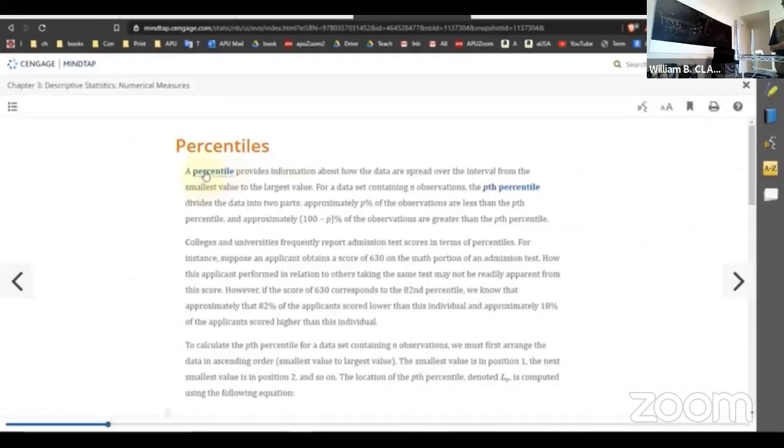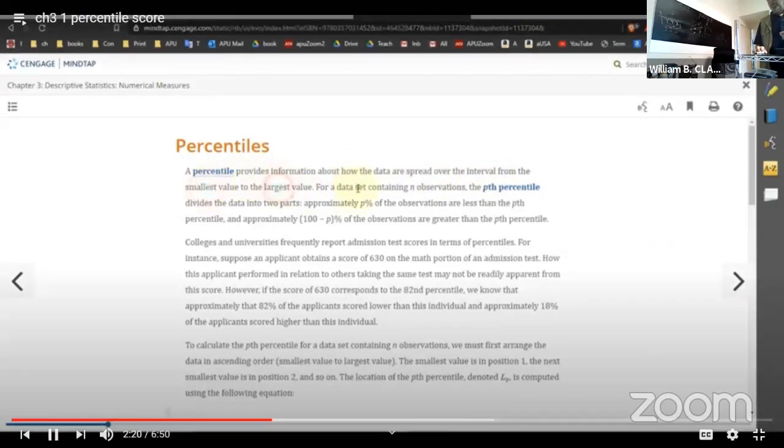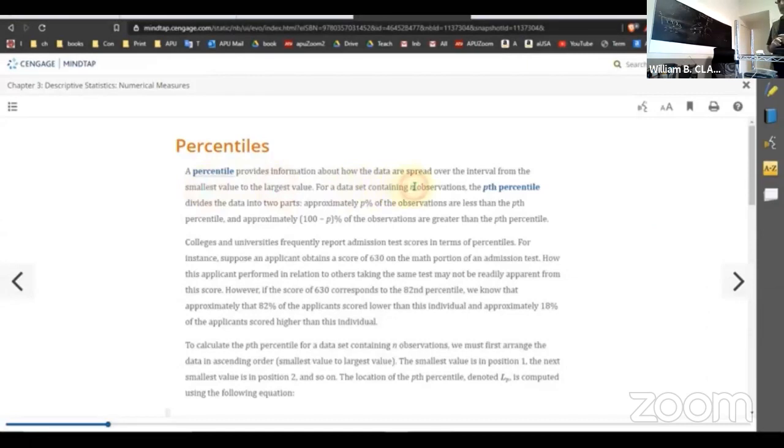Okay, let's take a look at this. A percentile provides information about how the data are spread over the interval from the smallest value to the largest value. For a data set containing n observations, the pth percentile, like the 95th percentile, divides the data into two parts. Approximately p% of the observations are less than the pth percentile, and approximately 100 minus p% of the observations are greater than the pth percentile.